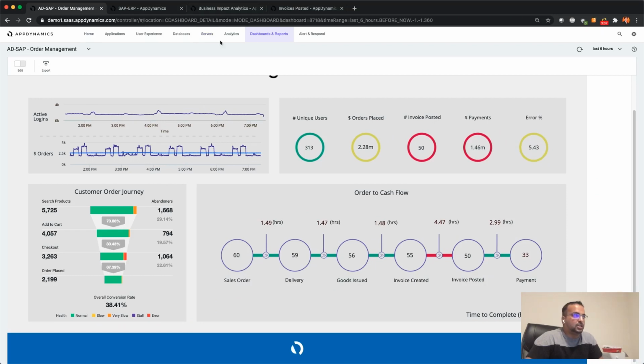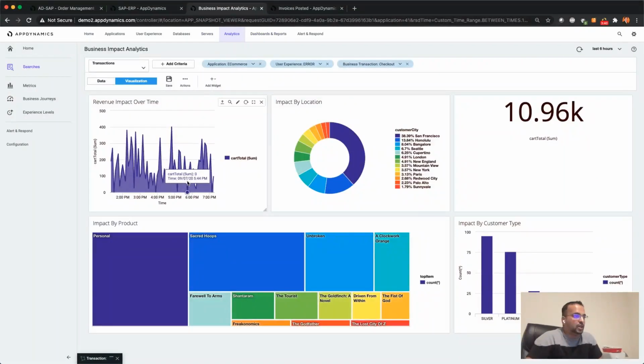Once we drill down into this customer order journey, we find a pre-curated dashboard or widget which tells us which application is having this issue and what the user experience is, which is what we're interested in. We are interested in seeing which customers are having errors while performing the checkout transaction, and we can tag them by geo. We can see the business impact that has happened due to this particular error in transactions, and we can also identify which of our customers are having this problem.